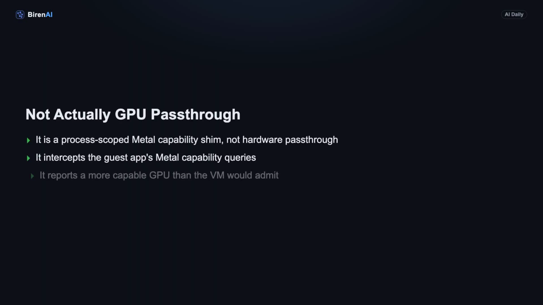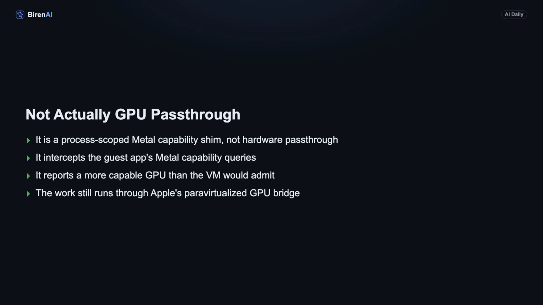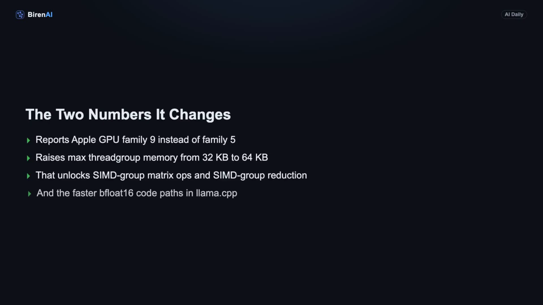The first thing to be clear about: this is not real GPU passthrough, where the hardware is handed directly to the guest. It is a compatibility layer scoped to one process. When your app asks Metal what the GPU can do, the shim intercepts that query and answers with enhanced capabilities. The compute still flows over the paravirtualized GPU path that Apple already ships with the virtualization framework. No kernel changes. Under the hood, it edits just 2 reported values for the injected process.